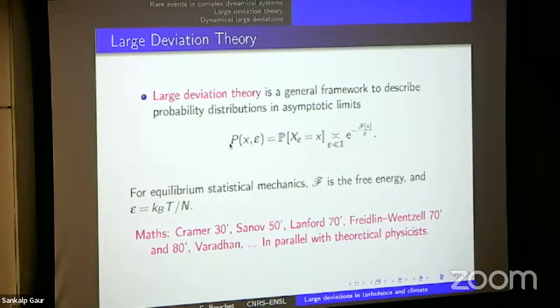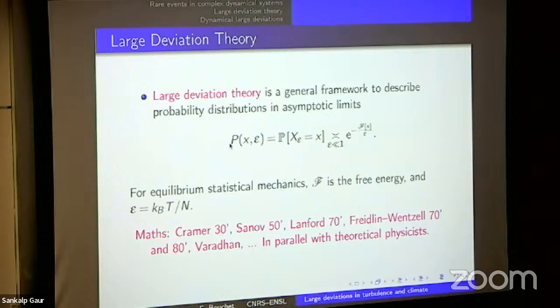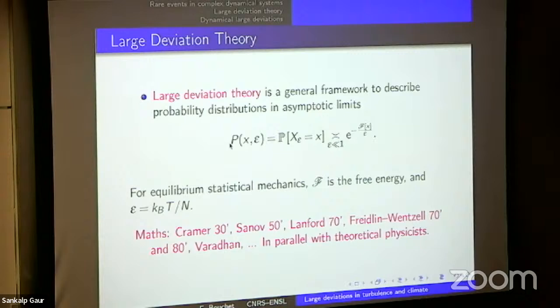And x would be any macroscopic description of your field. It could be the magnetization, the density, the volume, or anything which is relevant to describe your system. Actually, this is true for all the thermodynamical potentials. F could be the free energy, but it could also be the entropy or any other thermodynamical potential, depending on the statistics you are considering. And this was developed, actually, the basic tools come from physicists.